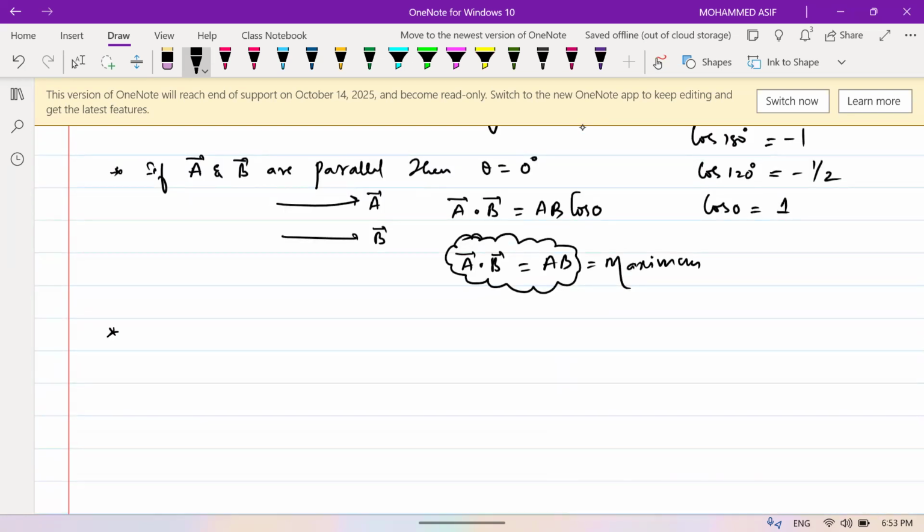In the same way, if two vectors are anti-parallel, like if A bar and B bar are anti-parallel, then the theta value will be equal to how much?